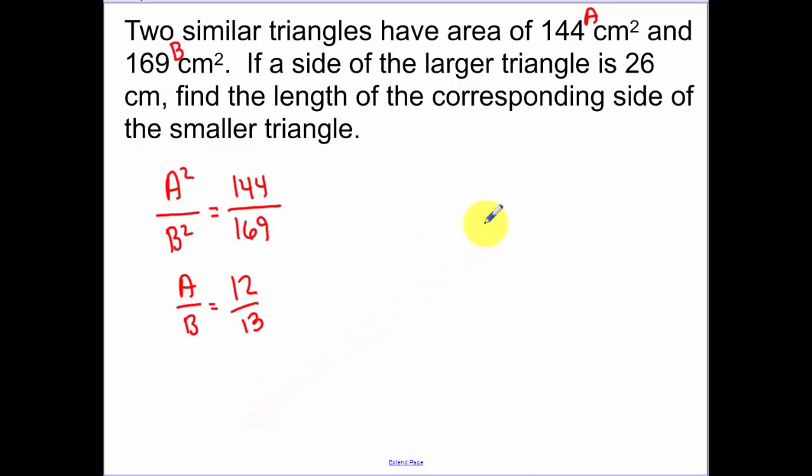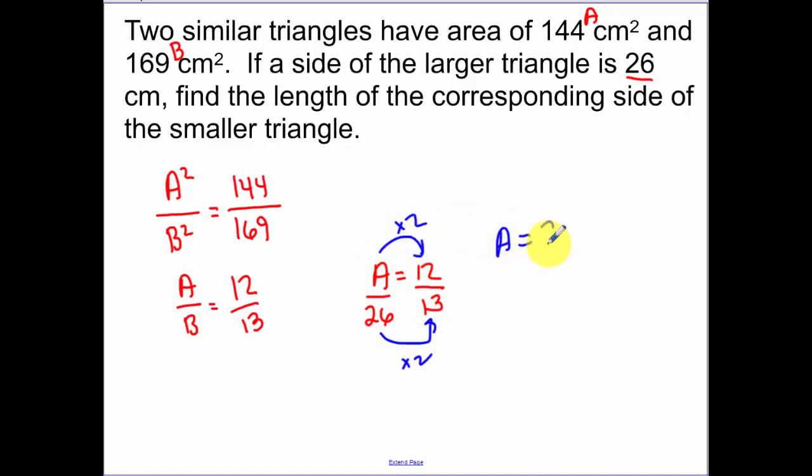So here now, the side of the longer triangle is 26. So the side in B is 26. So I need to solve for A. Really, if you think about it, we're just multiplying by 2, so therefore A is going to be 24 centimeters.